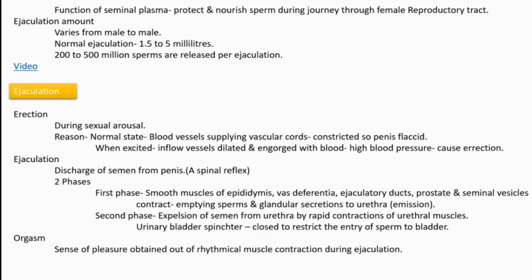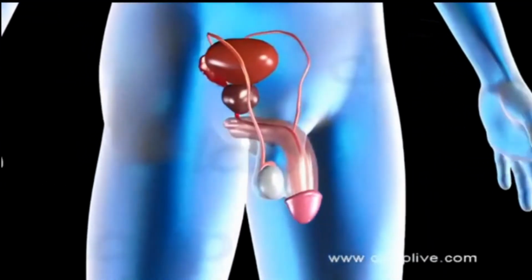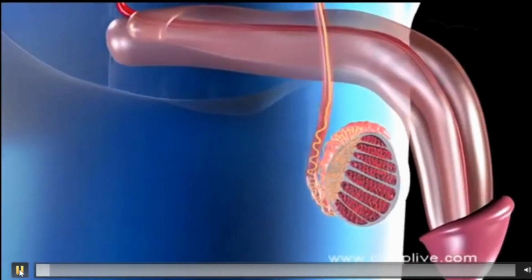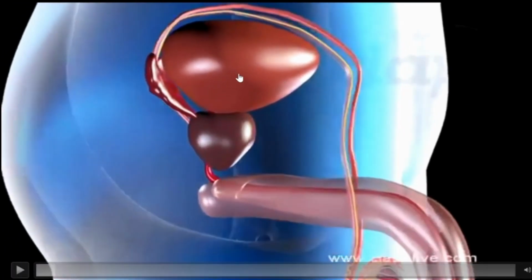Then we are going to see a video. It will show you the organization of the male reproductive structure, its parts and all the accessory glands. So let us start to see that video. Male reproductive system. The male reproductive system is located in the pelvic region. It consists of a pair of testes, accessory ducts and accessory glands. Here we can very clearly see all those ducts.